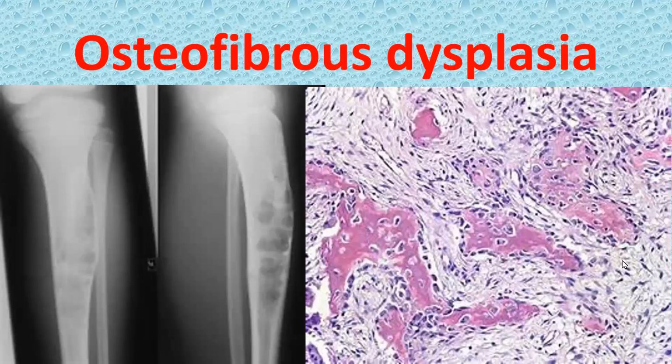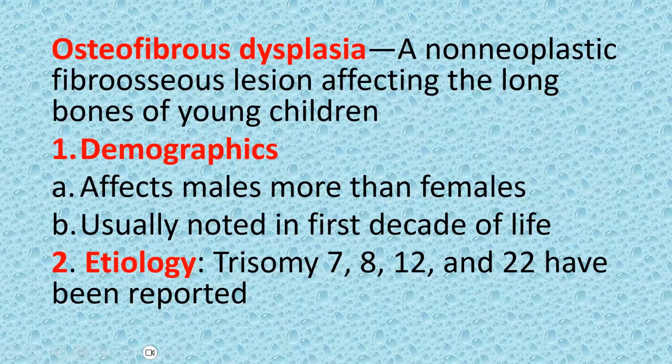Because this is a lesion that is equivalent in a child to an adamantinoma. Osteofibrous dysplasia is a non-neoplastic fibro-osseous lesion affecting the long bones of young children. It affects males more than females, and usually it's noted in the first decade of life. The etiology: trisomy of 7, 8, 12, and 22 have been reported.